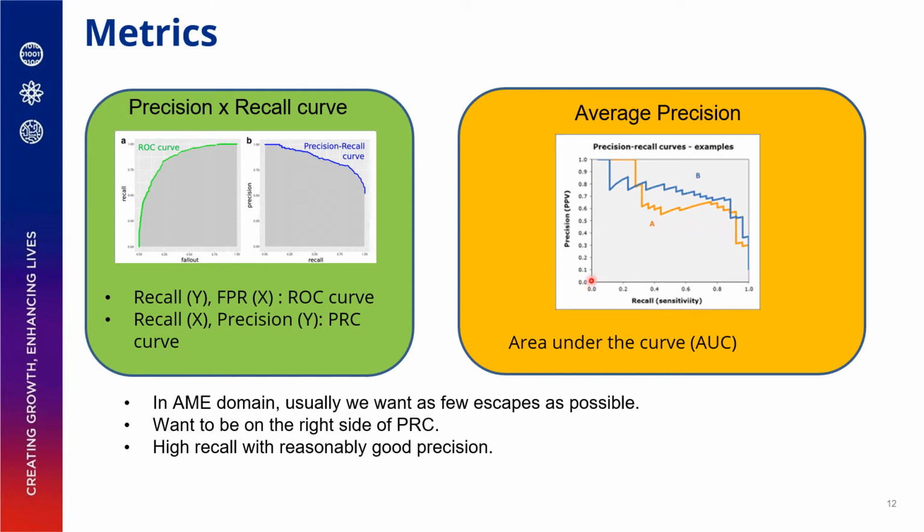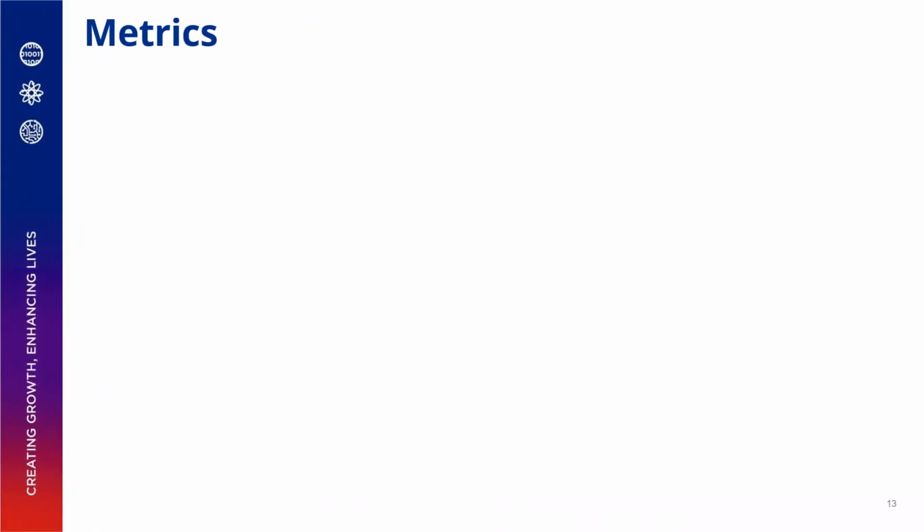That's where you compute something called the area under the curve, AUC. Essentially, you sum up the area underneath this region for both curves, and we call that the average precision. So if your average precision is higher than the baseline method, then you can confidently say that your method indeed outperforms the baseline method.